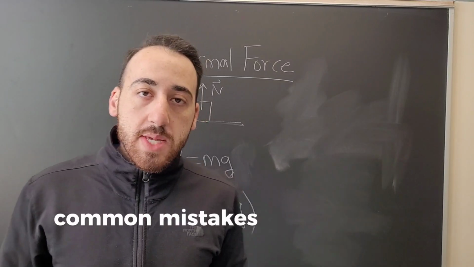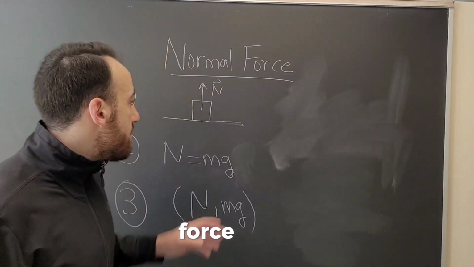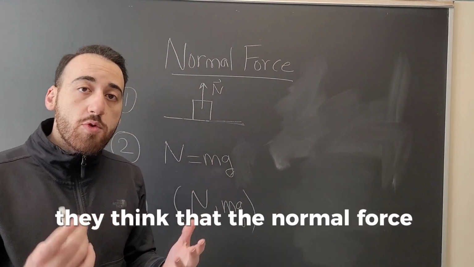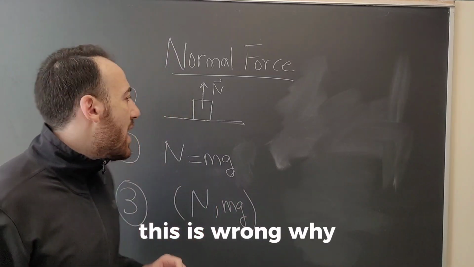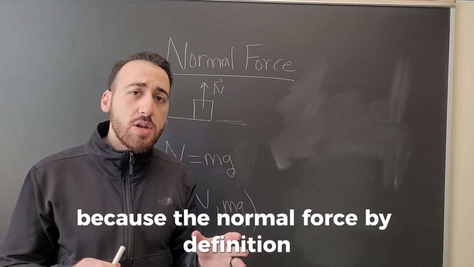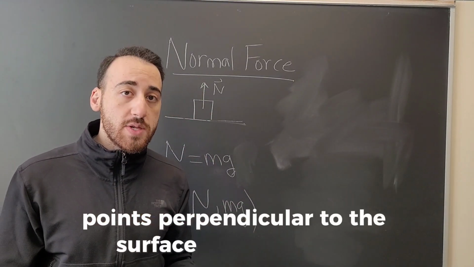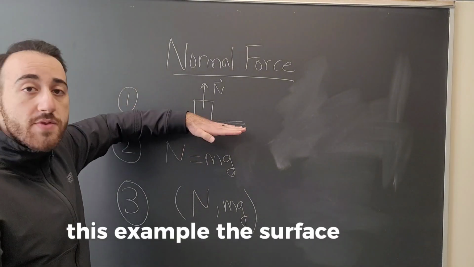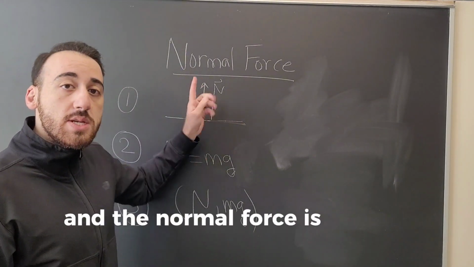These are three common mistakes that students make about the normal force. Number one, they think that the normal force always points up. This is wrong. Why? Because the normal force, by definition, points perpendicular to the surface that you're on. So in this example, the surface is flat and the normal force is indeed pointing up.